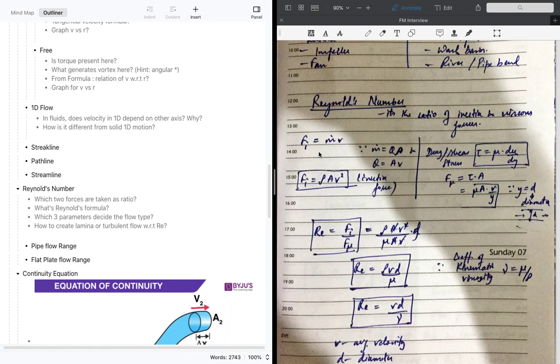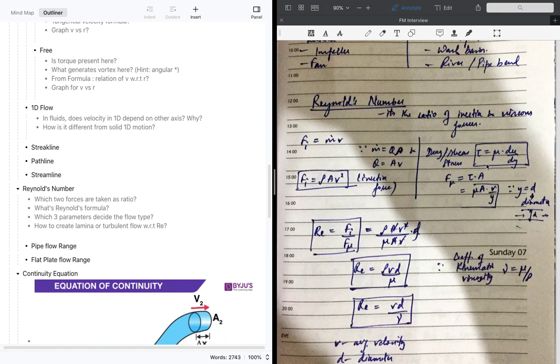In fluids, the inertial force is equal to mass flow rate times the velocity, and mass flow rate is nothing but Q times the density, and discharge, that is Q, is equal to A times the velocity. When you put all this relation here for inertia force, we get the density times the area times the velocity squared. This is the inertial force. And for the viscous force, we get the formula from using Newton's viscosity law.